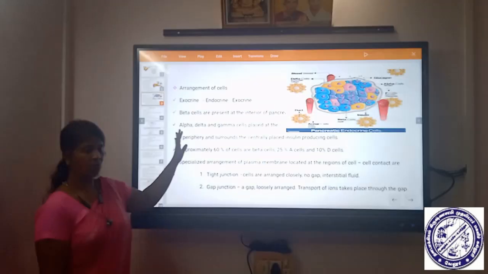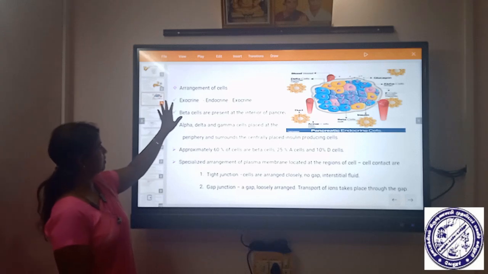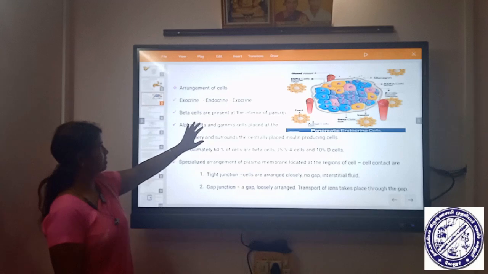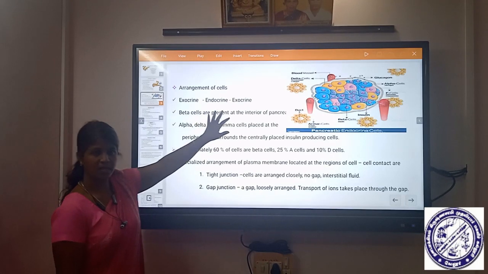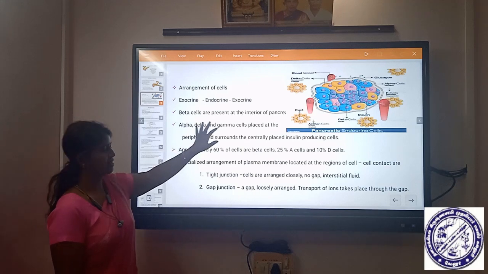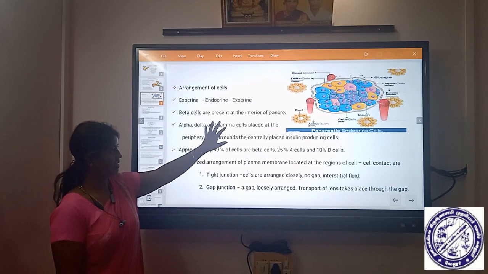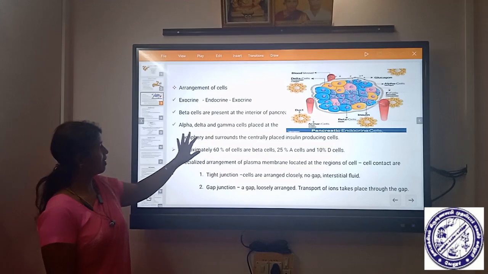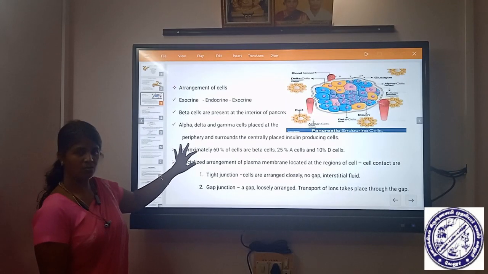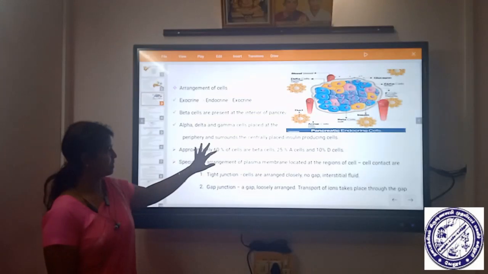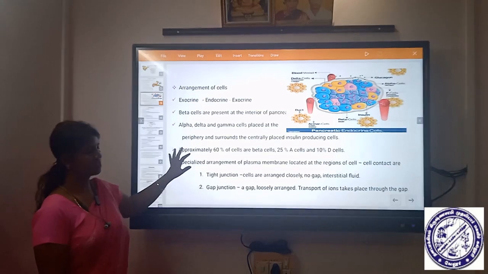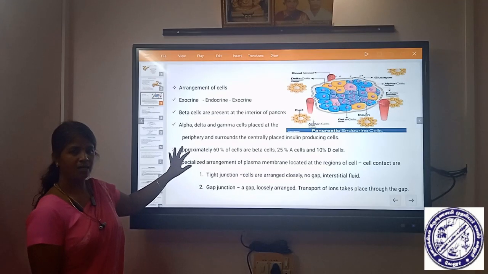About the arrangement of cells, between 2 exocrine cells, 1 endocrine cell will be present. Beta cells are present in the interior of the pancreas, whereas alpha cells, delta cells and gamma cells are present at the central or the periphery of the cells. About 60% of the cells are beta cells, about 25% are A cells and 10% are D cells.